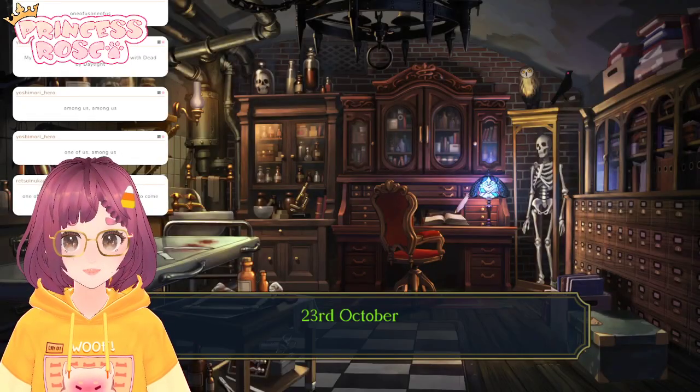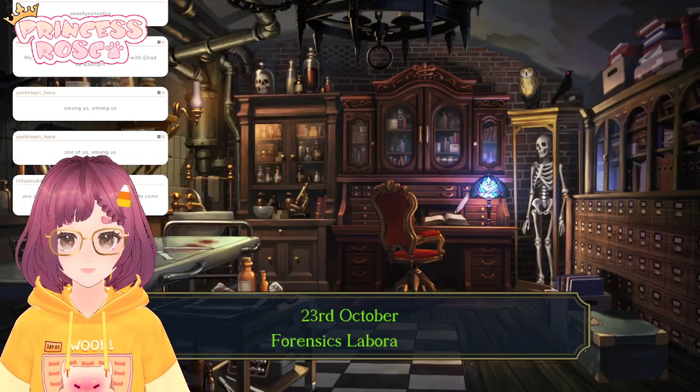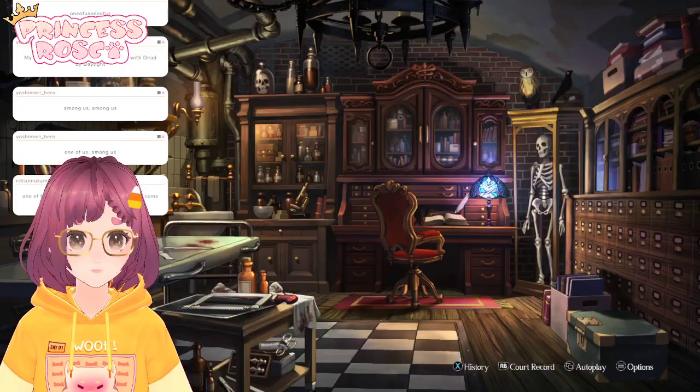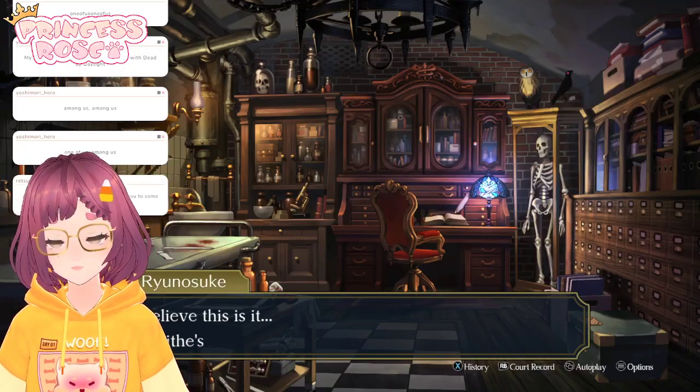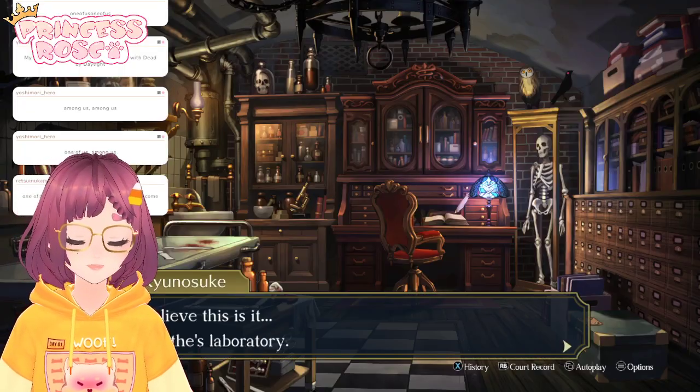Ooh, forensic laboratory. Look at this. That's a skeleton. I would not be opposed. I believe this is it, Dr. Seiss's laboratory.